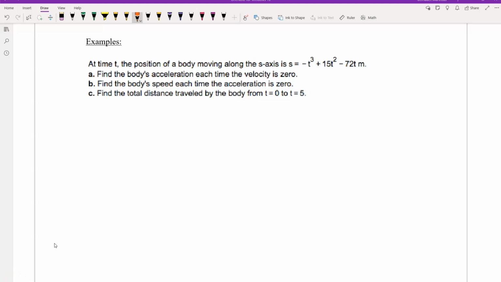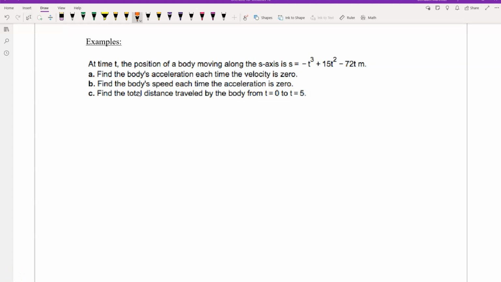Now here let's use derivative to analyze the body's motion, particle motion. Here we have this example. At time t, the position of a body moving along this axis is equal to negative t cubed plus 15 times t squared minus 72t meters. Part A, find the body's acceleration each time the velocity is 0. B, find the body's speed each time the acceleration is 0. Part C, find the total distance traveled by the body from t equal to 0 to t equal to 5.